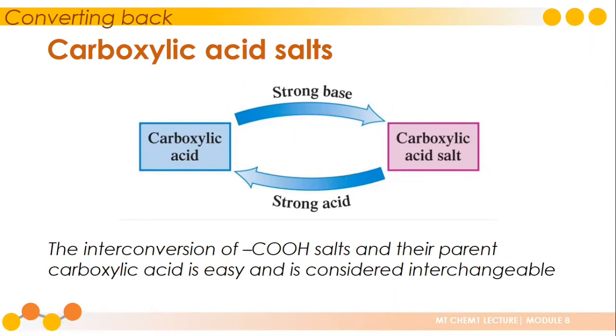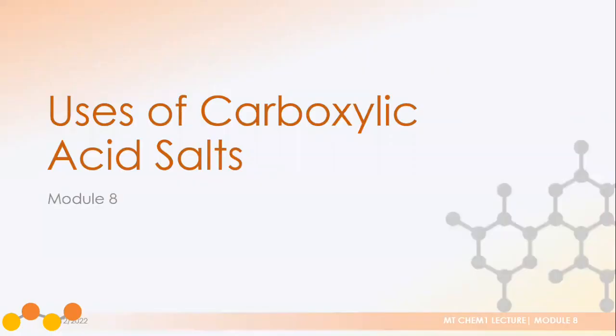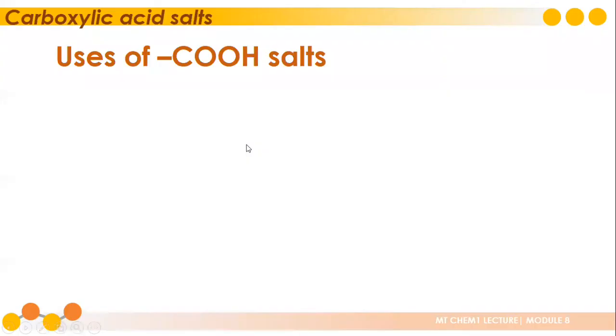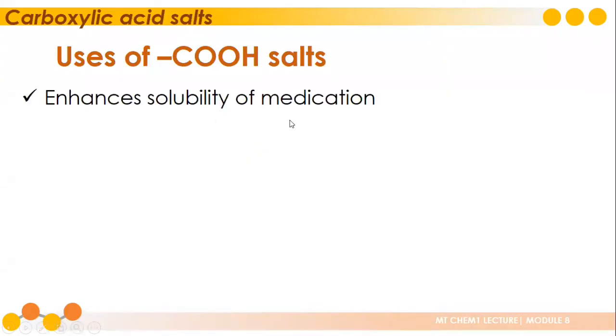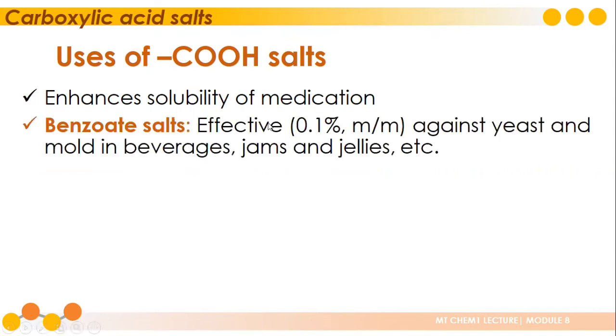Now that we've discussed how carboxylic acid salts are produced or how the reaction happens, let's take a look at what are the uses of carboxylic acid salts and why they are important. There are various uses of carboxylic acid salts. First, they enhance the solubility of medication. Right? Carboxylic acid salts are soluble, that's why they are added to medicines to enhance the absorption and the solubility of the medication that is given.